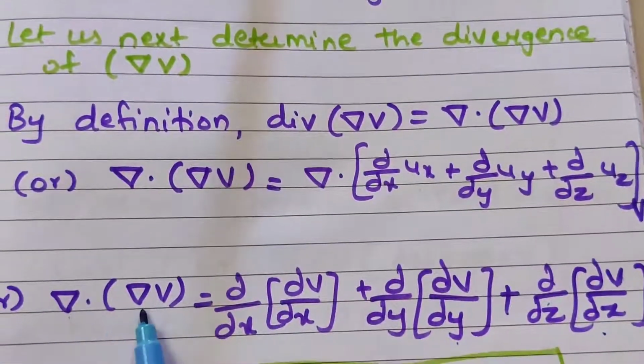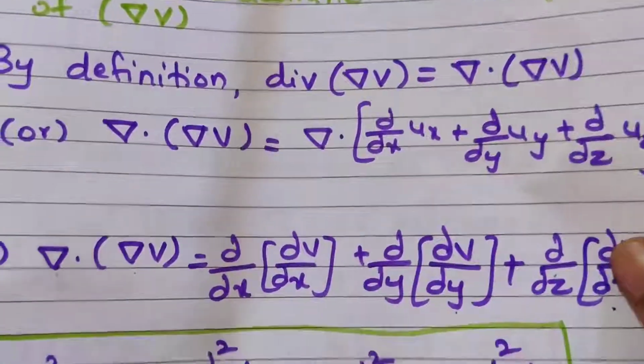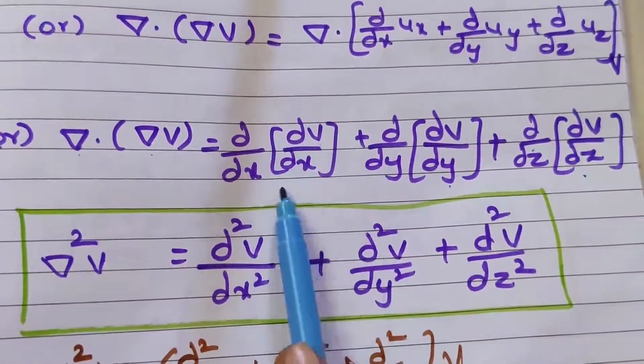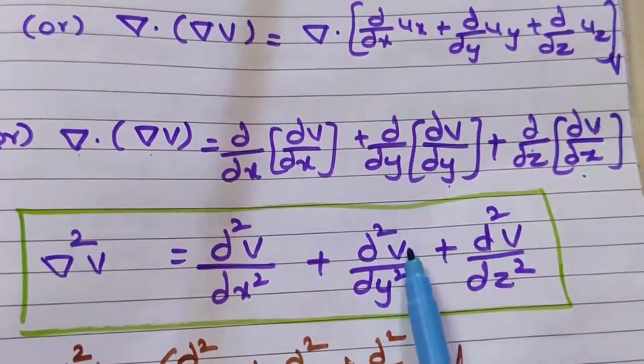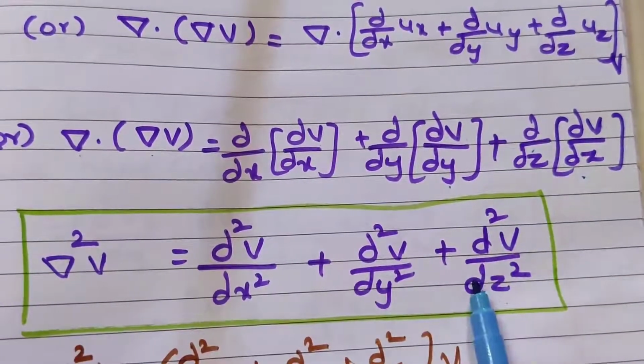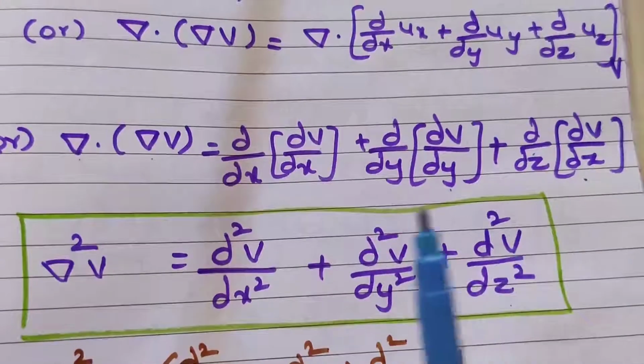This is nothing but del squared V is equal to ∂²V/∂x² plus ∂²V/∂y² plus ∂²V/∂z². So this is called the Laplacian of a scalar field. I think this is clear, right?